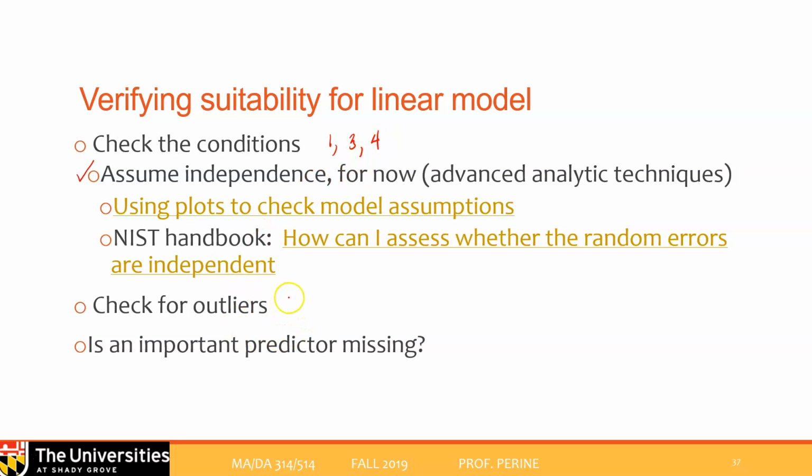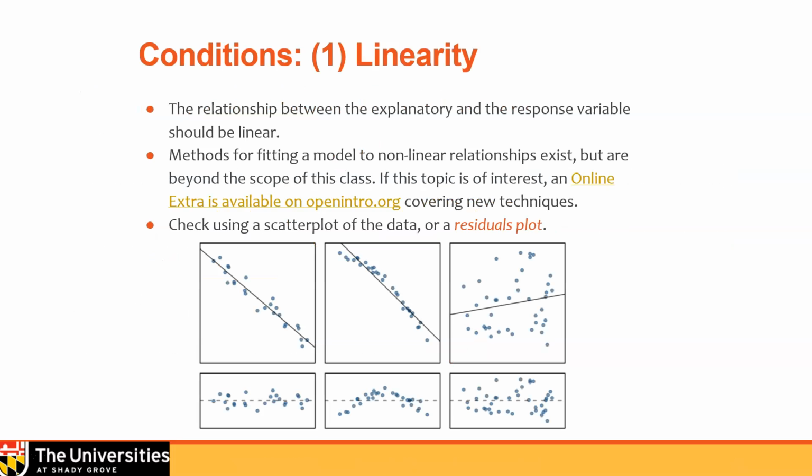We're also going to be looking for outliers, and we're going to see why that's important in a moment. And then we're going to ask ourselves, is an important predictor missing? That's where we get into the idea of using what's called the coefficient of determination, or R-squared. So let's look at each one of those in turn.